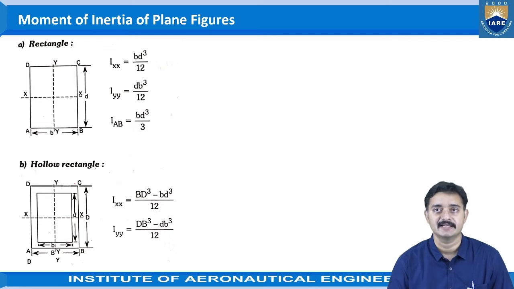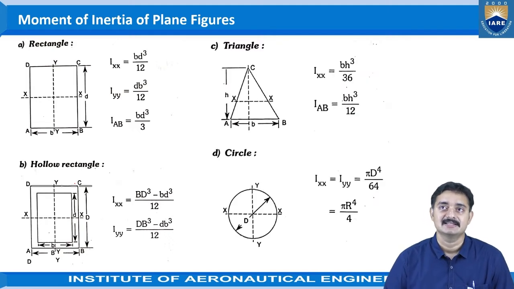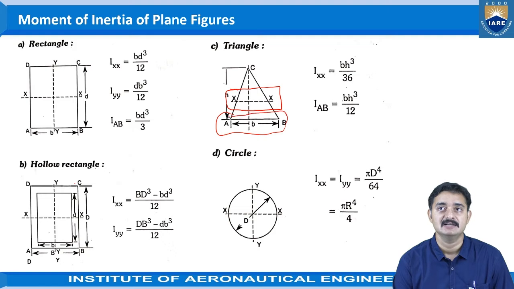Now coming to the triangle and circle, again you need to consider the axis with respect to which the moment of inertia is considered: the base axis and the centroidal axis here. So the moment of inertia with respect to the XX axis is BH cube by 36, and the moment of inertia with respect to the AB base axis is BH cube by 12. So the shape of the given regular section should be considered, and the reference axis should be considered. Then coming to the circle.